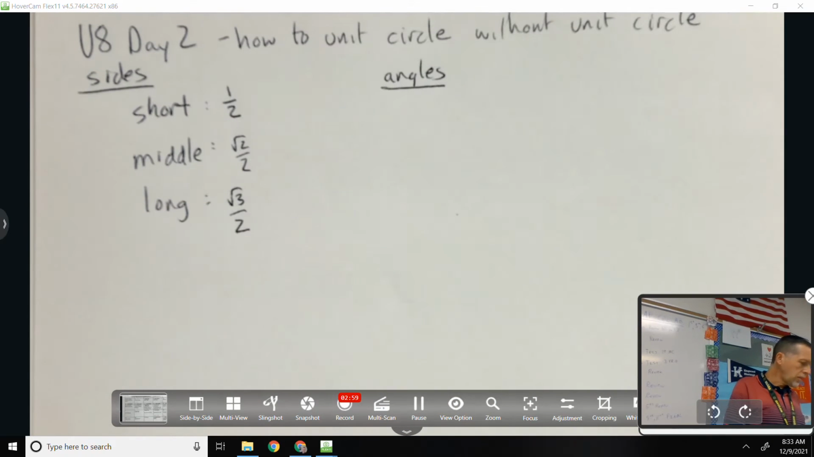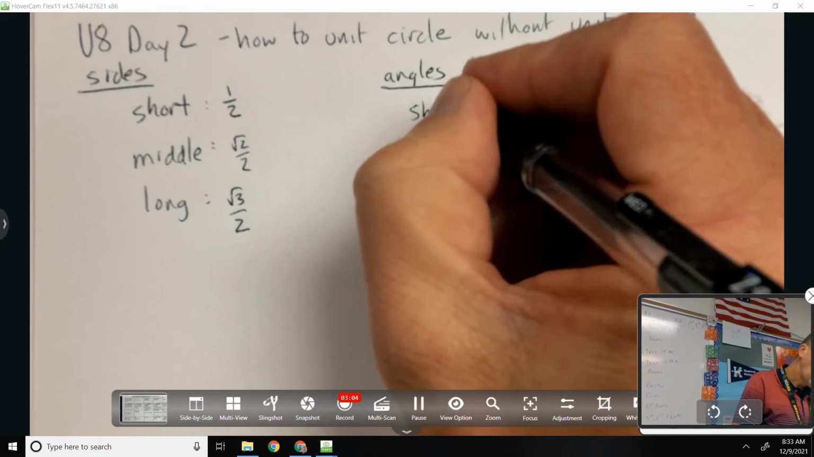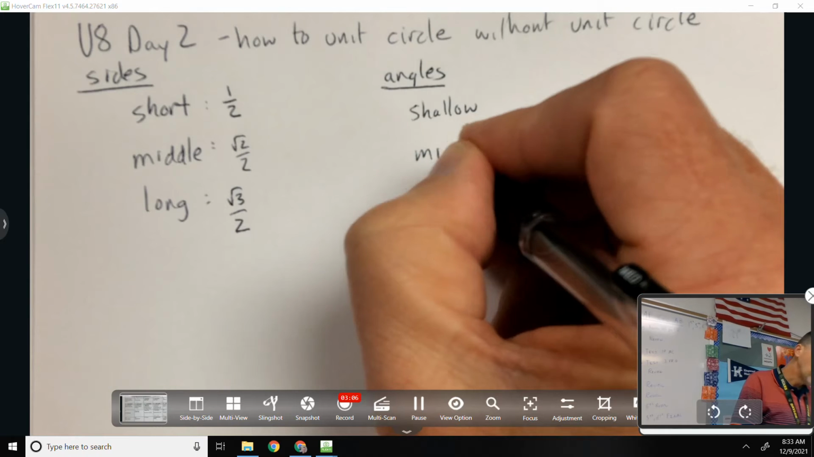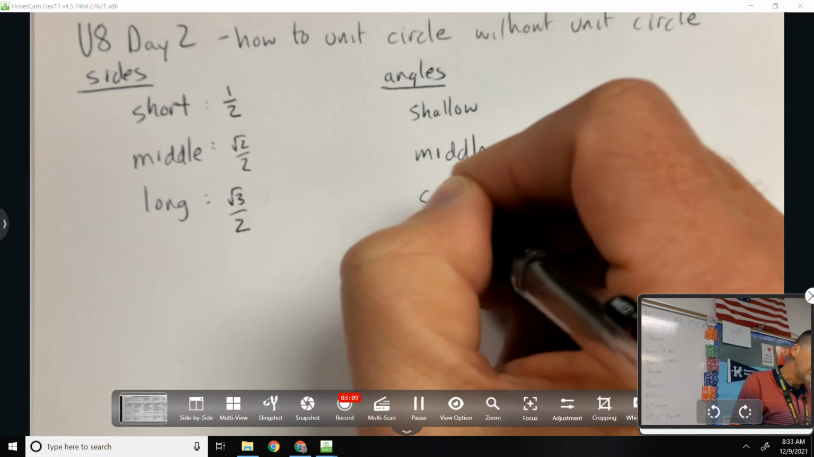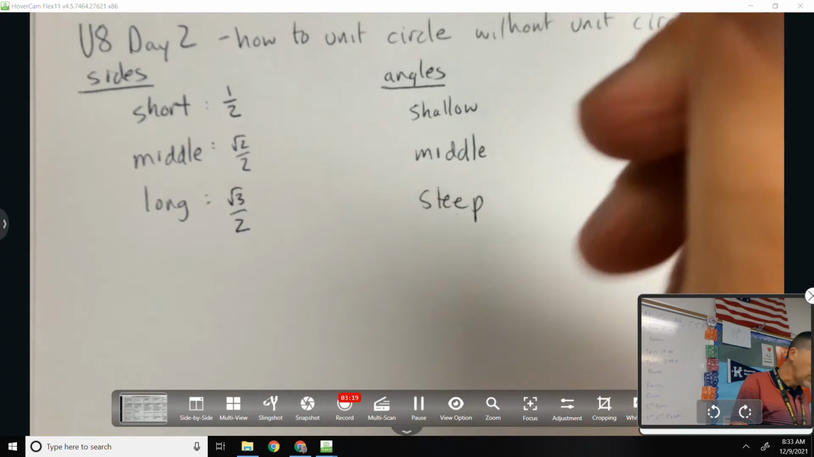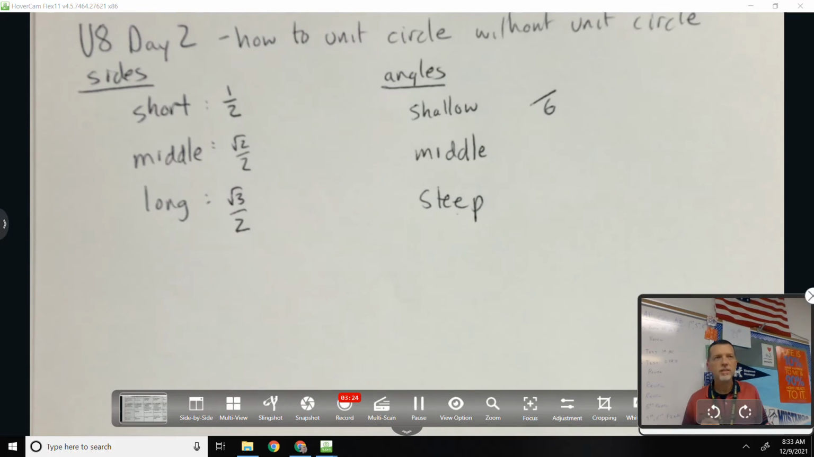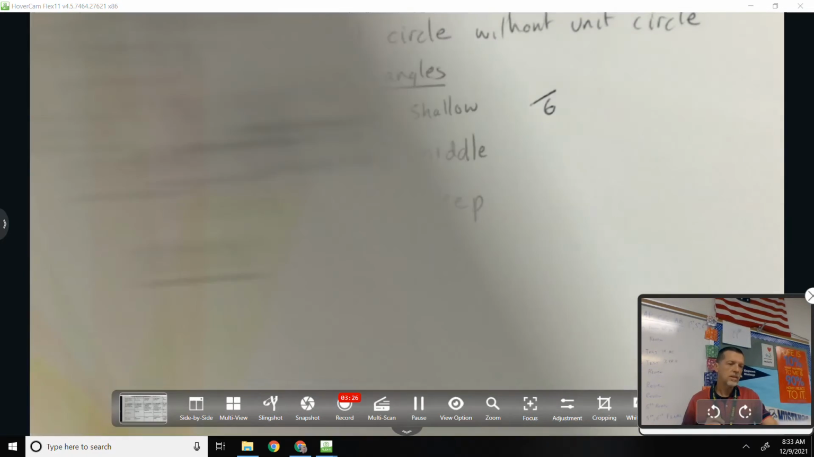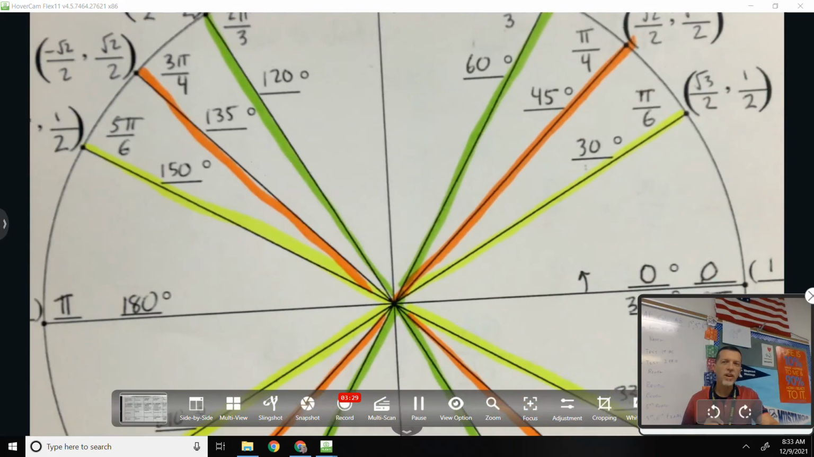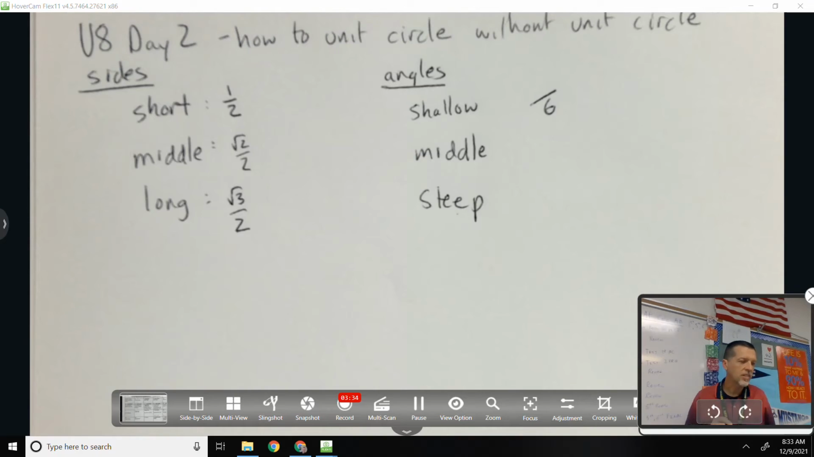There were also some similarities with the angles. Like, every quadrant has a shallow angle, a middle angle, and a steep angle. And I don't know that we used those words, maybe we did, but we color-coded them. And then maybe we saw that all the shallow angles are something over 6. Pi over 6, 5 pi over 6, 7 pi over 6, 11 pi over 6. All the shallow angles are over 6.